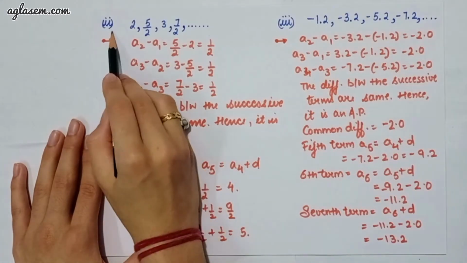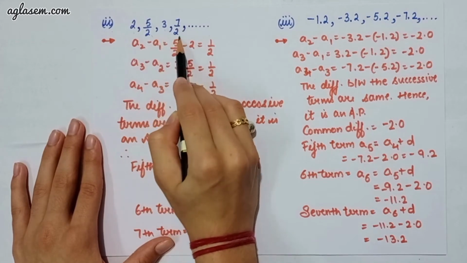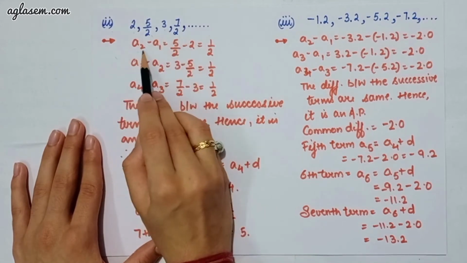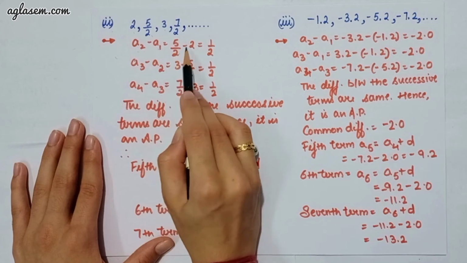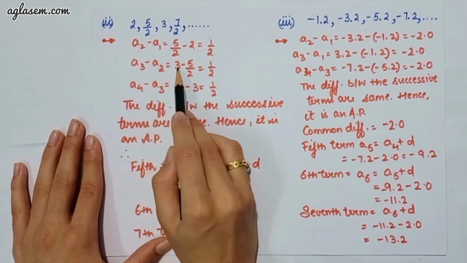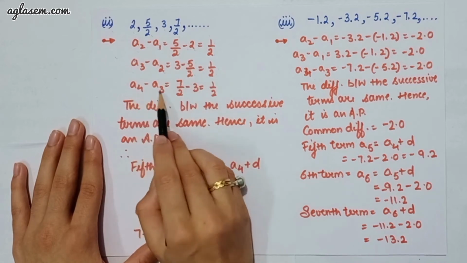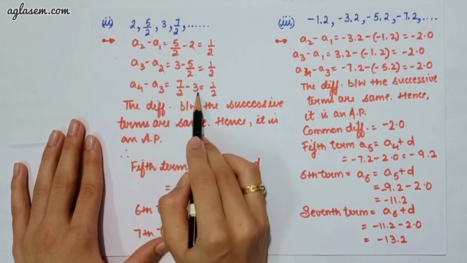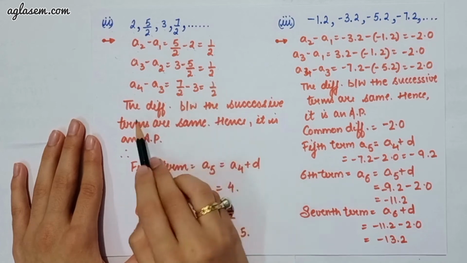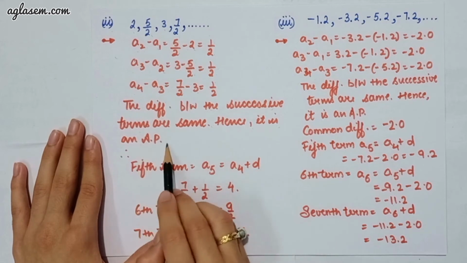Moving to our second part, which says 2, 5 by 2, 3, 7 by 2. So the answer is A2 minus A1, that is 5 upon 2 minus 2, will give you 1 by 2. A3 minus A2, that is 3 minus 5 by 2, which will give you 1 by 2. A4 minus A3, that is 7 by 2 minus 3, will give you 1 by 2. The differences between the successive terms are the same. Hence, it is an arithmetic progression.